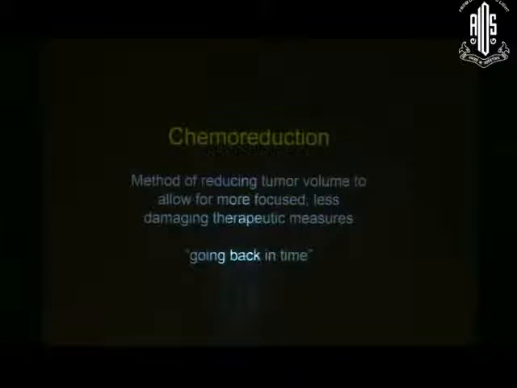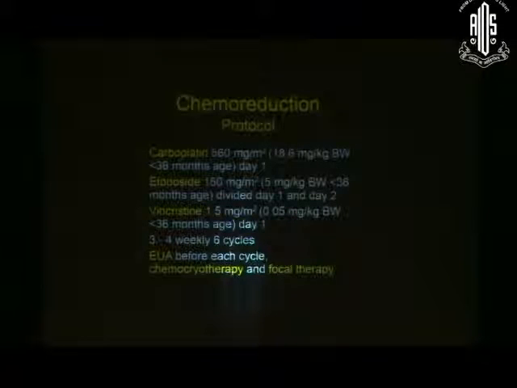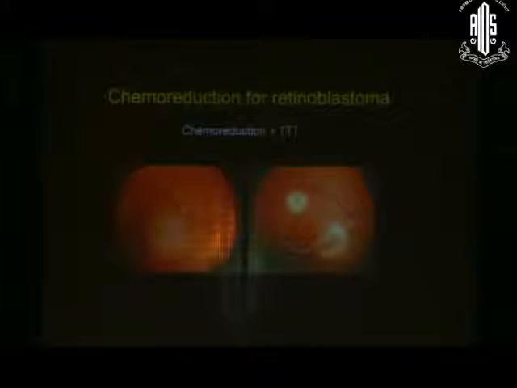What we have to replace EBRT is chemoreduction. Chemoreduction is like going back in time. If you begin with a 16 millimeter tumor, you can go back in time, reduce it to a 4 or 5 millimeter size tumor, and then hit it with focal therapy. That is possible with a combination of carboplatin, etoposide, and vincristine. You can see the results of chemoreduction.